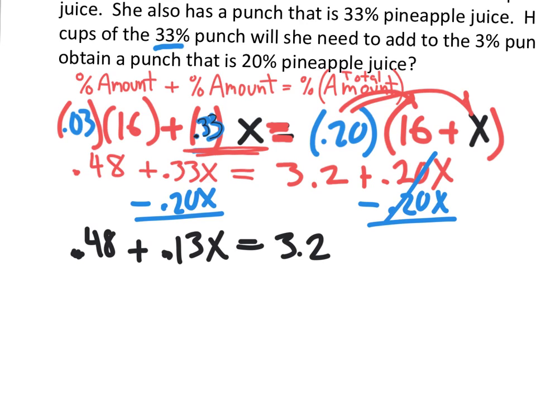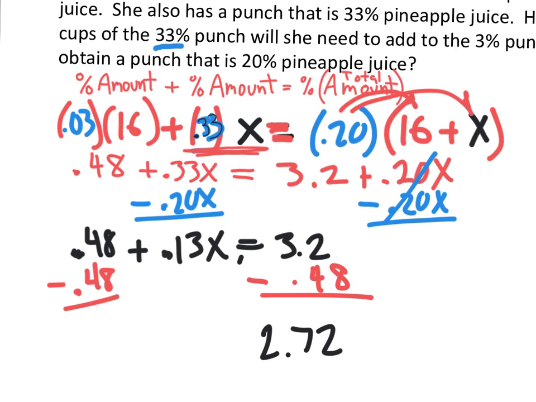So I'm almost done solving this thing. I just need to get the x by itself. So I subtract 0.48, and what I do to one side, I do to the other. So I'm going to subtract 0.48. So that's kind of like having $3.20 take away 48 cents. What's the answer there, guys? 2.72.